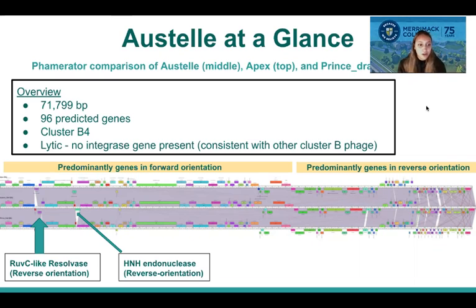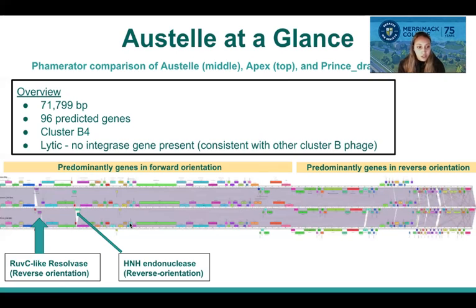This is an overview of Austelle's genome. This diagram is a Phamerator comparison of Austelle, located in the middle, with the closest relatives Apex on the top and Prince on the bottom. Austelle has a typical B4 cluster genome organization with 96 predicted gene products and a total of 71,799 base pairs. Consistent with other cluster B phage, we noted Austelle's plaque morphology was hazy.